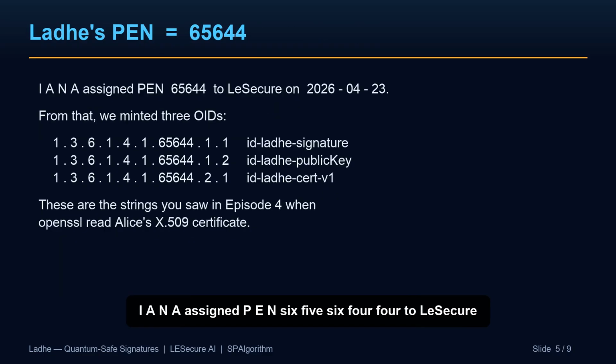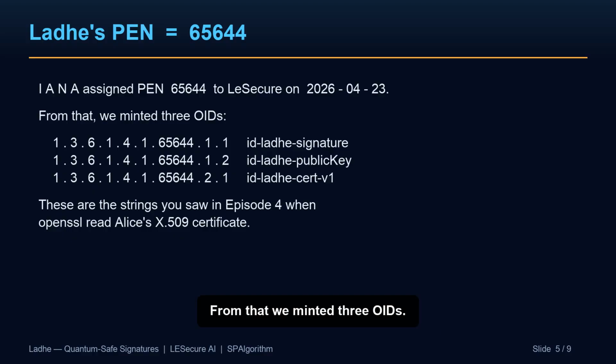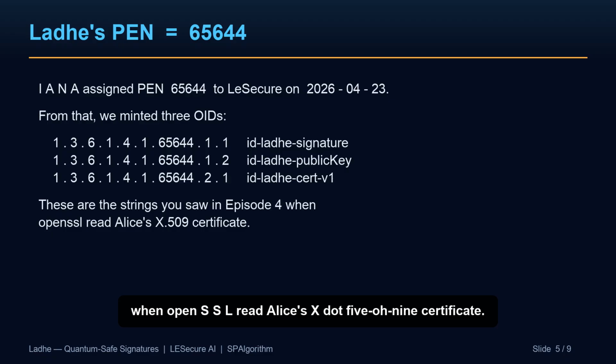IANA assigned PEN 65644 to Les Secure on April 23, 2026. From that we minted 3 OIDs: id-lad-signature for signatures, id-lad-public-key for public keys, and id-lad-cert-v1 for the certificate format. These are the exact strings you saw in episode 4, when OpenSSL read Alice's X.509 certificate.